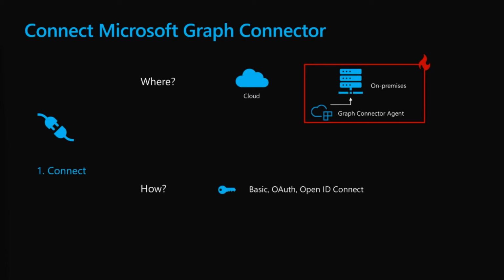After knowing where, the Graph Connector will use an authentication type to connect to the data source. It can be a simple username and password-based basic authentication or more secure OAuth protocol with client ID and secret. Once connected, you will see connection successful message. We can proceed to the second step.